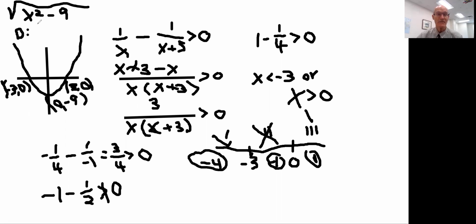So the domain of this function would be x less than or equal to -3 or x greater than or equal to 3. The key point there is whatever's underneath that radical sign has got to be positive, so you can figure out where it's positive and go from there.